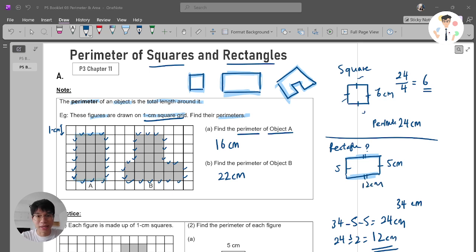Yes, that is basically about perimeter of squares and rectangles. I hope you got something out of this and you can be confident in this topic, at least for the perimeter of squares and rectangles. Okay, thank you and bye bye.